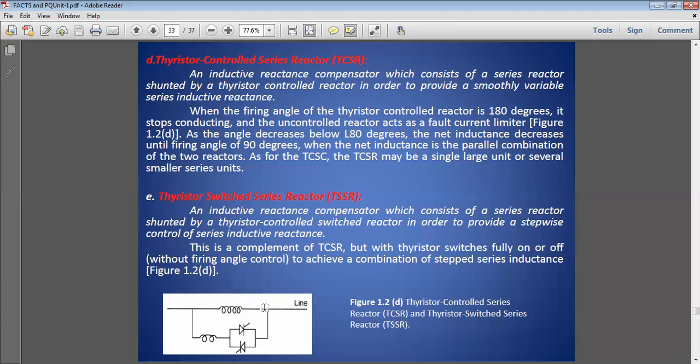So both categories are possible. Control category is possible and switching category is also possible. In the control category, it is possible to obtain smooth control over the capacitive reactance as well as the inductive reactance. And in the switched category, it is possible to switch the capacitor in a stepwise manner as well as to switch the inductor in a stepwise manner. And this is in both the series compensation as well as the shunt compensation.